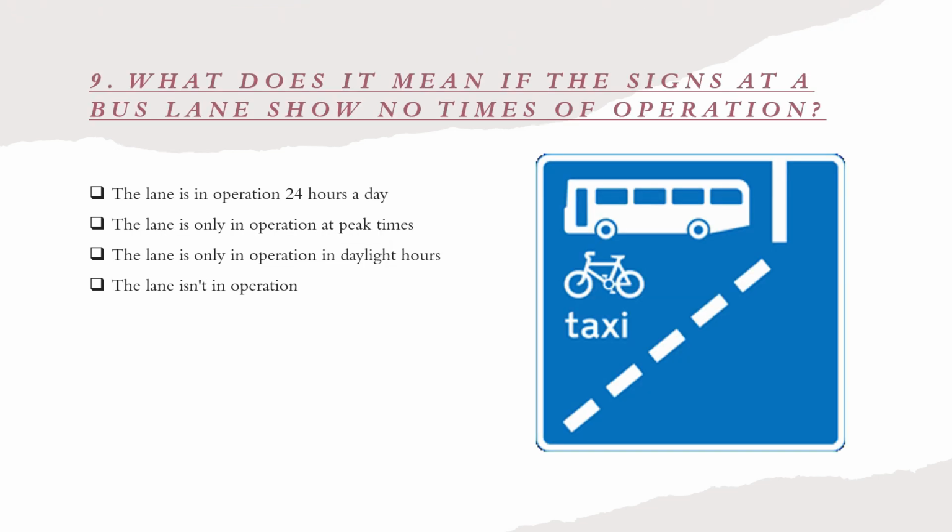9. What does it mean if the signs at a bus lane show no times of operation? The lane is in operation 24 hours a day. The lane is only in operation at peak times. The lane is only in operation in daylight hours. The lane isn't in operation. Correct answer: the lane is in operation 24 hours a day.